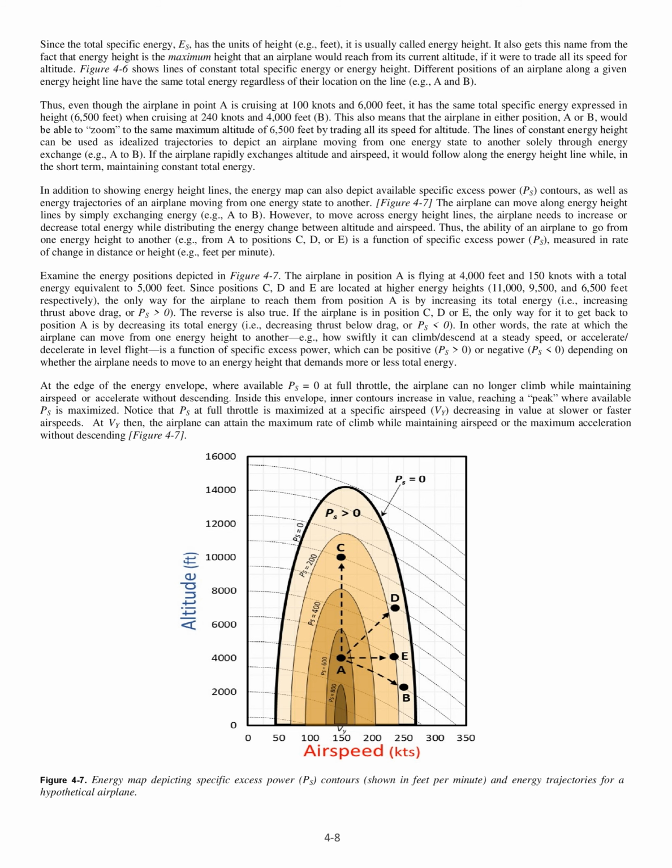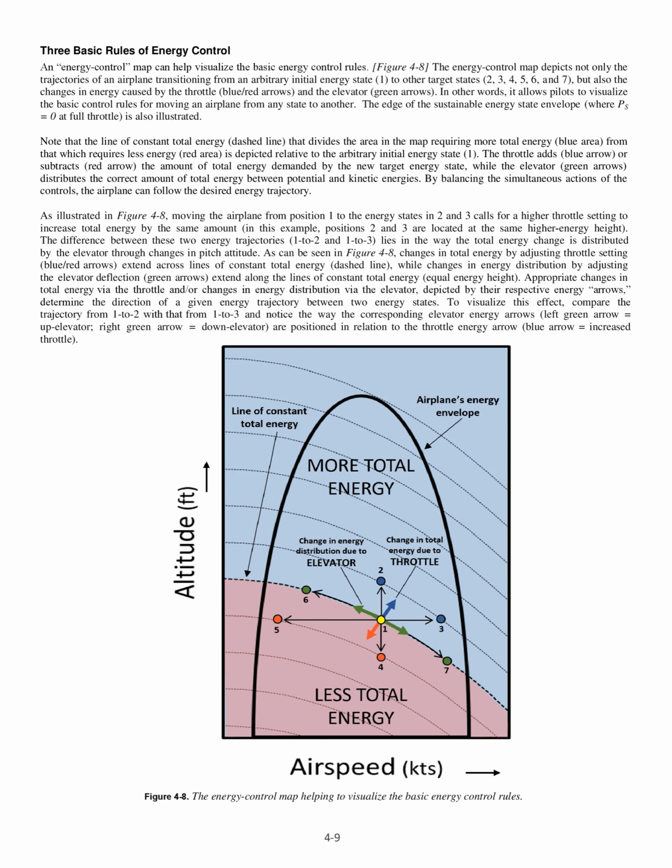Inside this envelope, inner contours increase in value, reaching a peak where available PS is maximized. Notice that PS at full throttle is maximized at a specific airspeed, Vy, decreasing in value at slower or faster airspeeds. At Vy then, the airplane can attain the maximum rate of climb while maintaining airspeed or the maximum acceleration without descending. 3 basic rules of energy control.